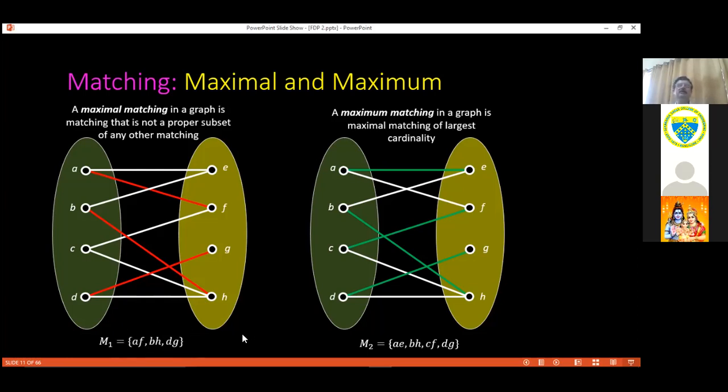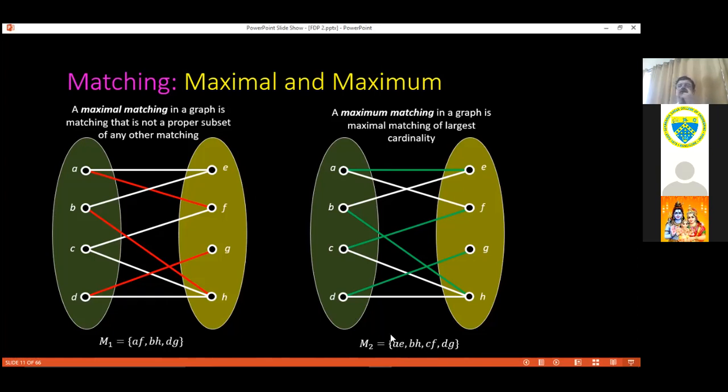This is not a sub-matching of any other matching. Similarly, this is again a maximal one, M2: AE, BH, CF, DG. Any other edge which is not present here cannot be inserted to make this a bigger matching. So these are 2 examples of maximal matchings. Both are maximal, but M1 contains fewer edges than M2.